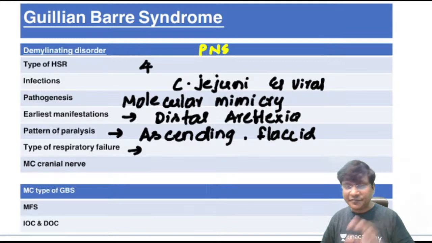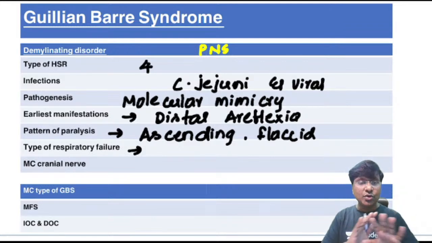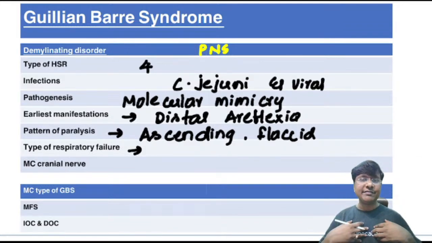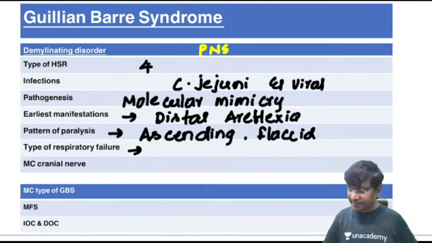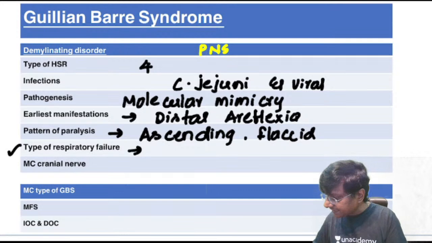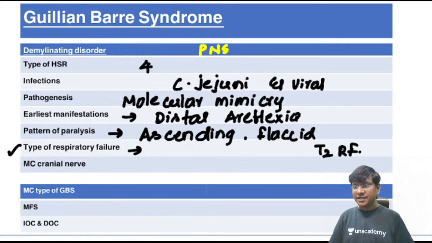Now, in 5% of patients, there will be total motor paralysis. That means there will be paralysis of respiratory muscles also. So once there is paralysis of the respiratory muscles, the individual will develop respiratory failure. So what type of respiratory failure? It is a type 2 respiratory failure.